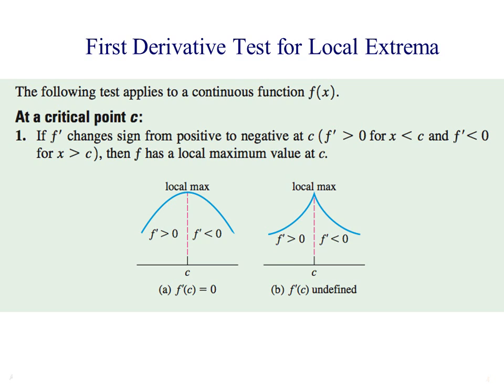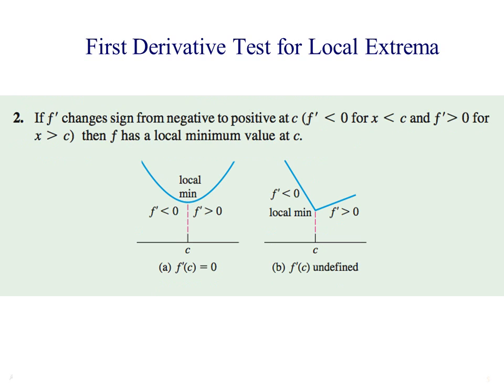Now we're going to look at each of the 3 cases in more depth. If the derivative changes sign from positive to negative around a critical point, we classify that point as a local or relative max. Notice that this classification holds for both types of critical points, when the derivative is 0 and when the derivative is undefined.